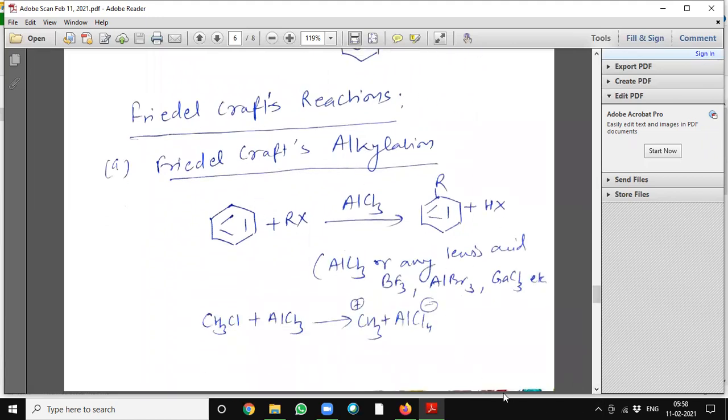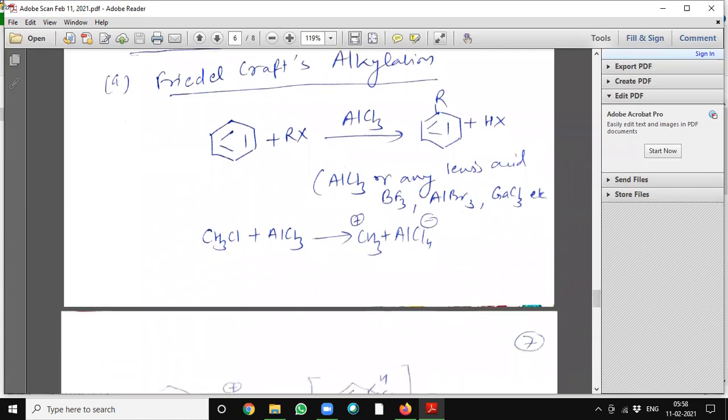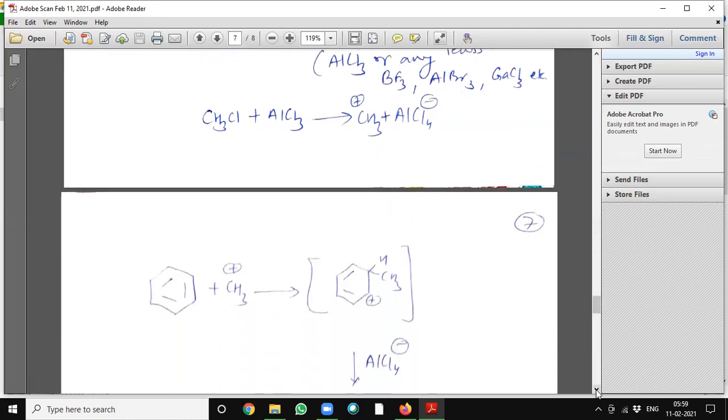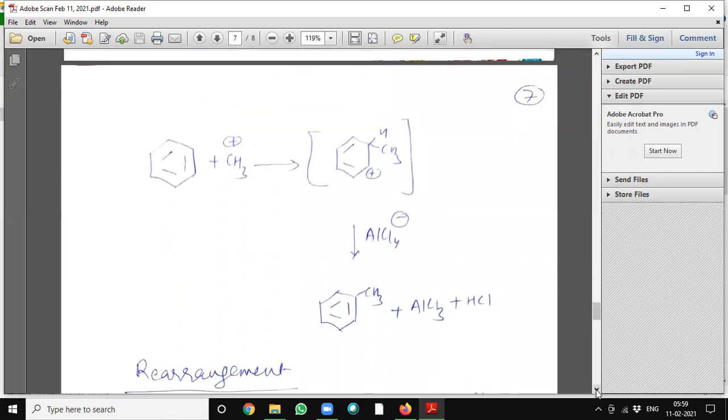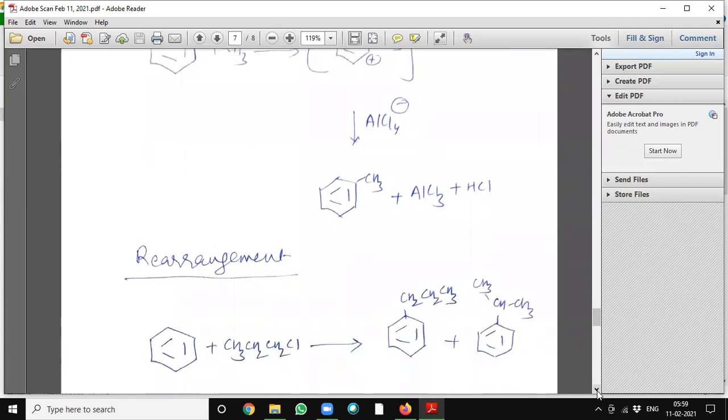Friedel-Crafts reaction, Friedel-Crafts alkylation reaction. Here benzene and aluminum chloride, a Lewis acid, and alkyl halides will react and form alkylbenzene. This is the mechanism, a similar type of mechanism. In the first step, the electrophile will attack, then in the second step, removal of proton of benzene.